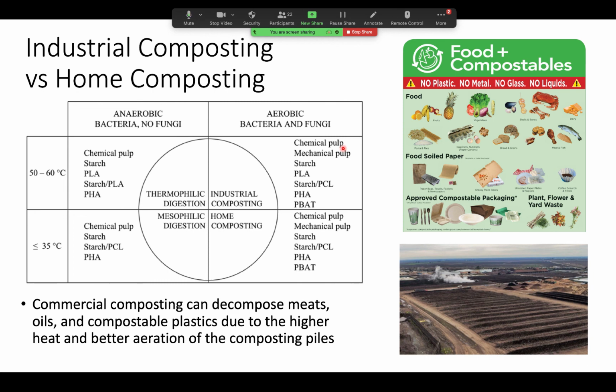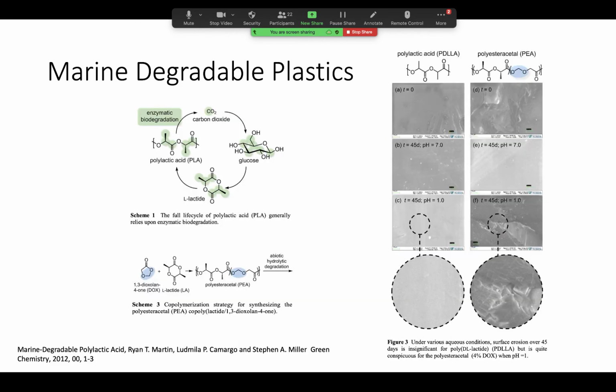Yes, actually, I don't mind going back to it because it was really cool. Did you see the marine degradable plastics? Did you see this part? Oh, this is maybe the slide that I actually missed. Yeah, thanks. Okay, yeah, that's exactly right. And this is why I added it, because it was really cool.